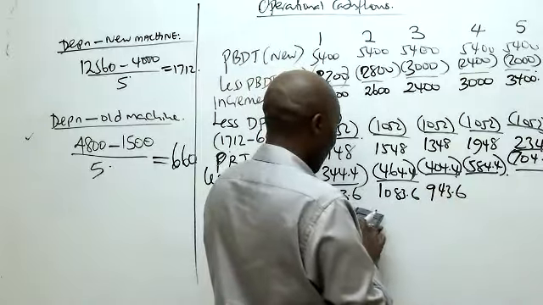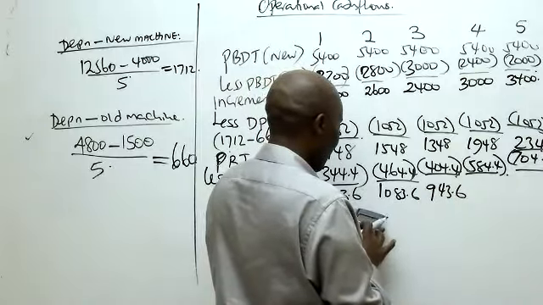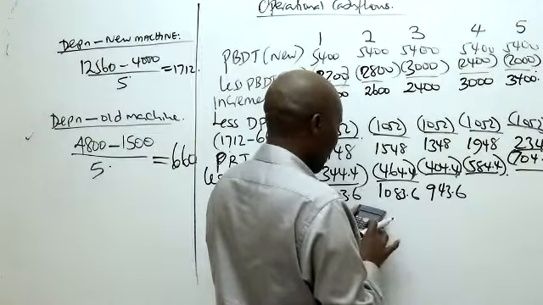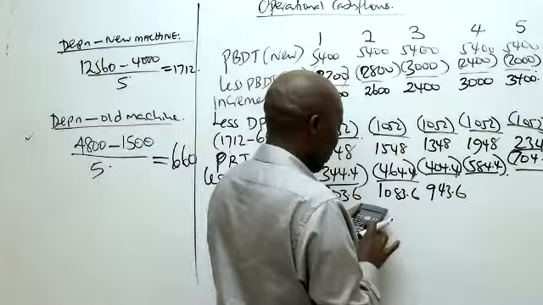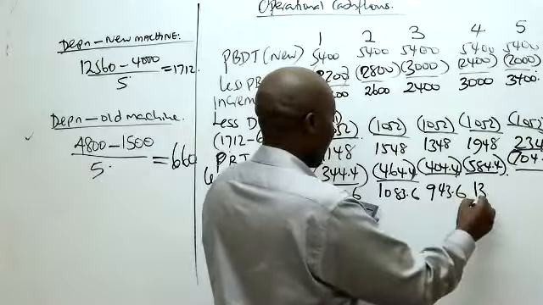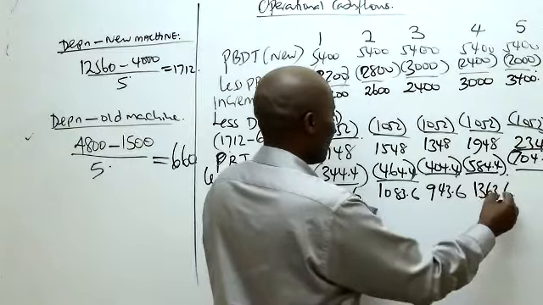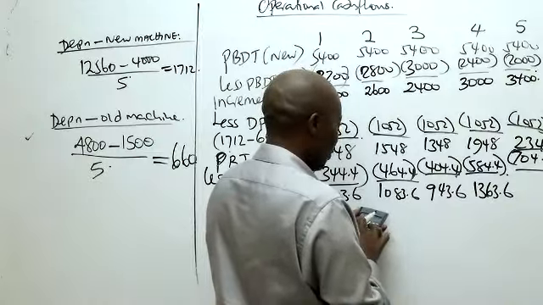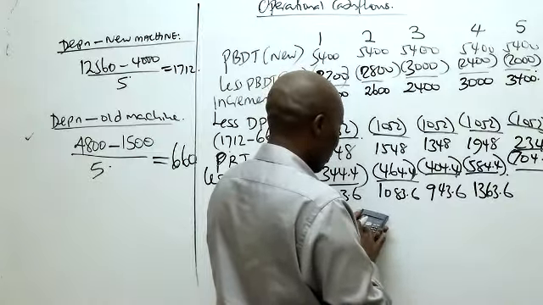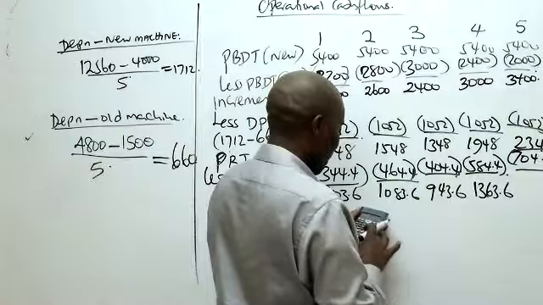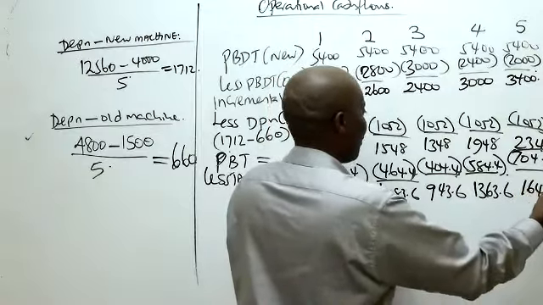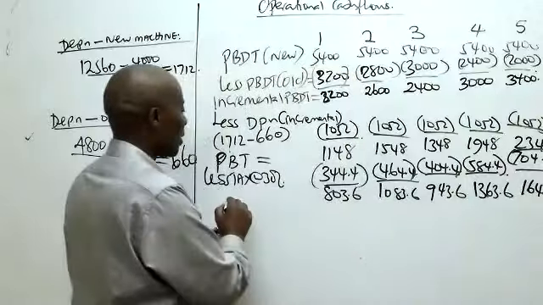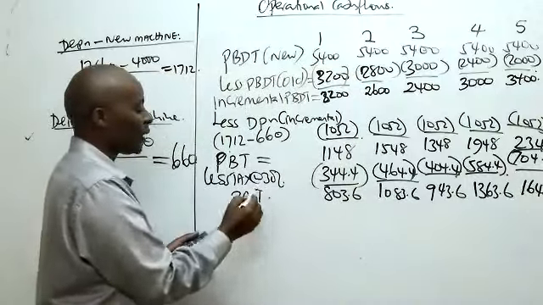943.6. Then we have 1948 minus 584.4, which will give me 1363.6. 2348 minus 704.4, which will give me 1643.6. So this represents to us the profits after what year?